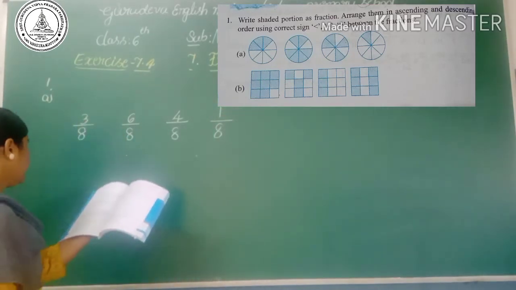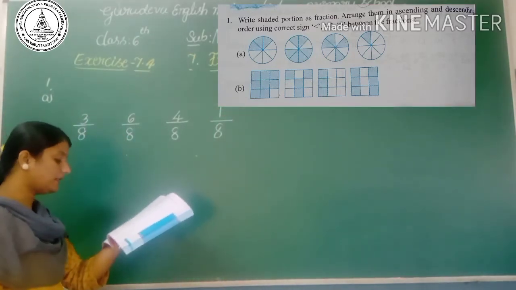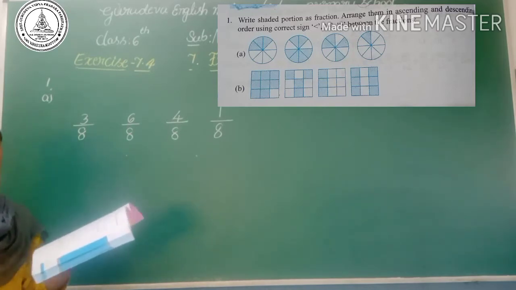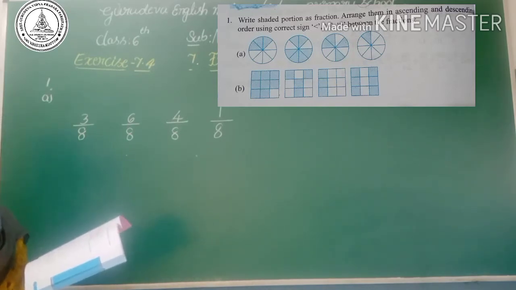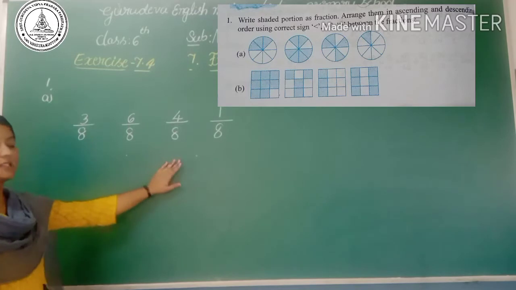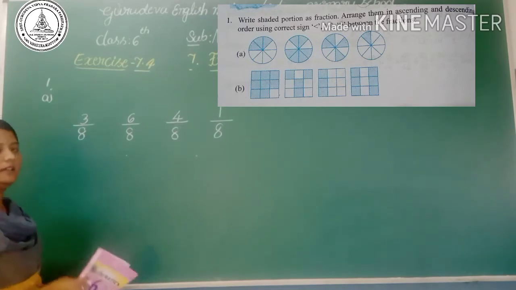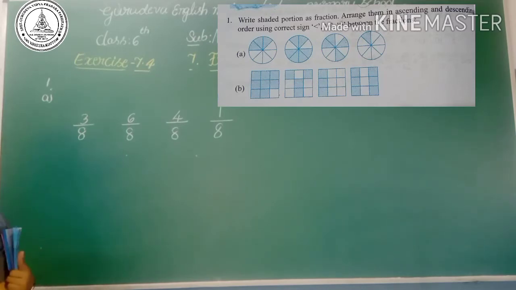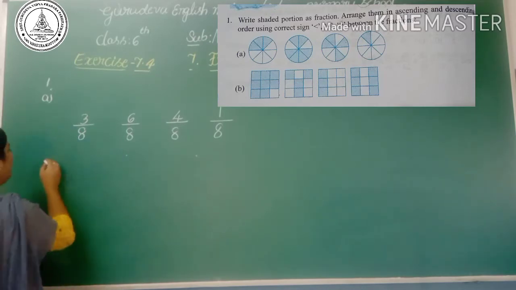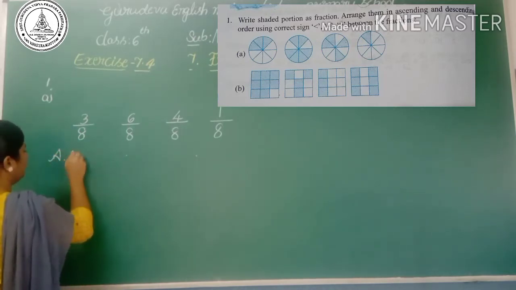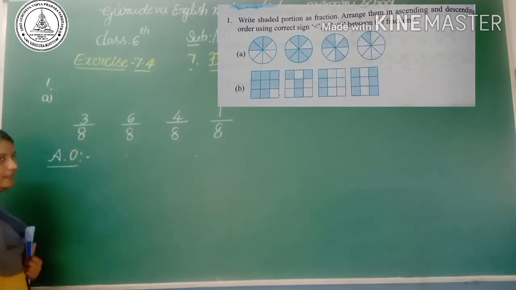Okay. Then what do we have to write? Arrange them in ascending and descending order using the correct sign. So all these fractions we have to write in ascending and descending order using the greater than, less than symbols. Okay. Let's write here in the ascending order. Ascending order means smallest to greatest.